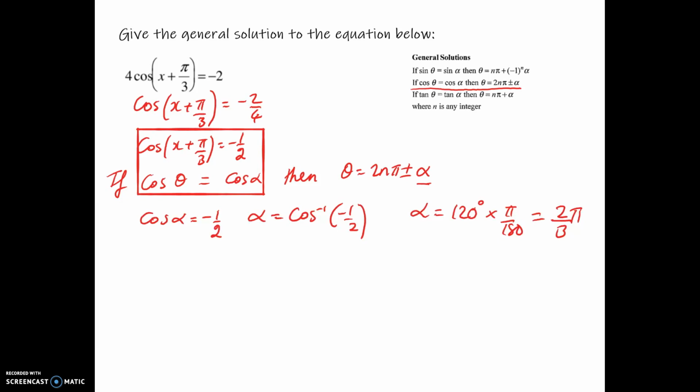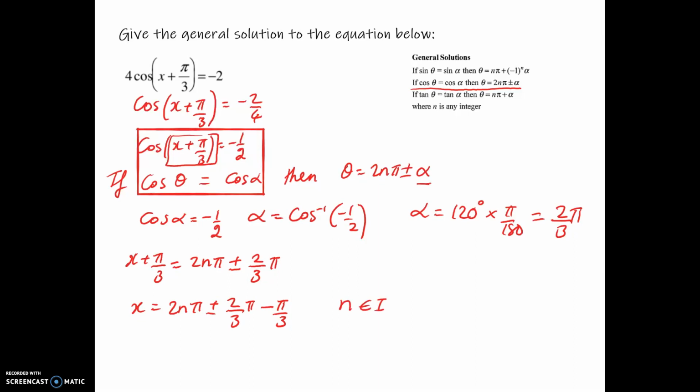So then θ is equal to x + π/3. So this whole thing is θ, equal to, following on from my formula here, 2nπ ± α, which we have worked out to be 2/3 π. Now we want to make x the subject. That's what solving an equation is about. So x is equal to 2nπ ± 2/3 π - π/3, and this is for n belonging to all integers.